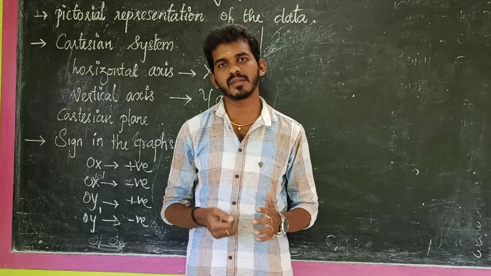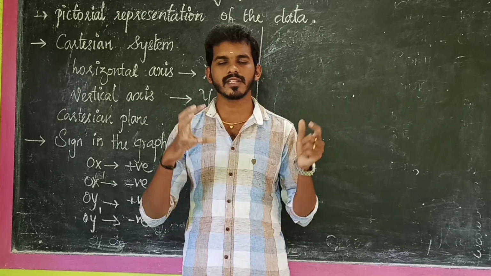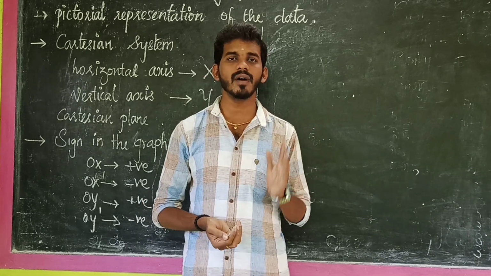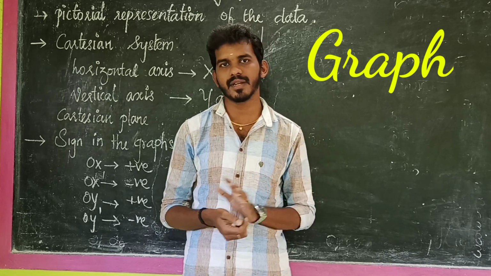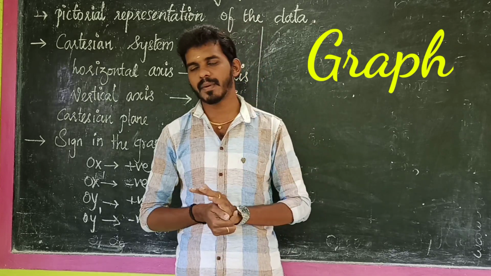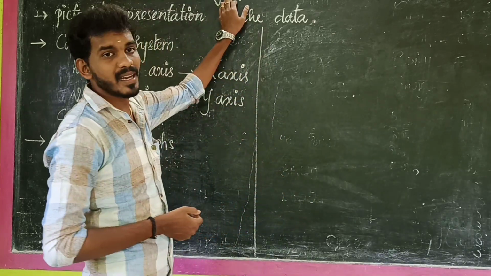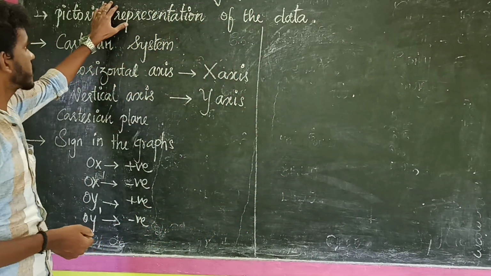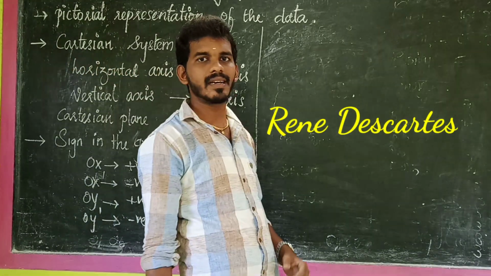Today we are going to see the 8th maths next topic. We are already in algebra, isn't it? So algebra is the next important topic. Our topic name is graph. Let's move on to the topic. Graph is called Reed-Descartes. So the final name is Reed-Descartes.